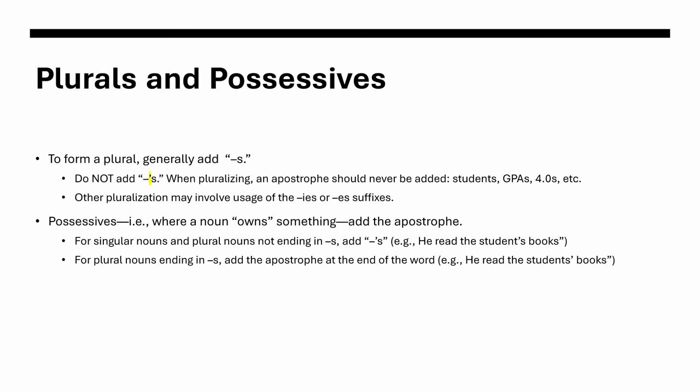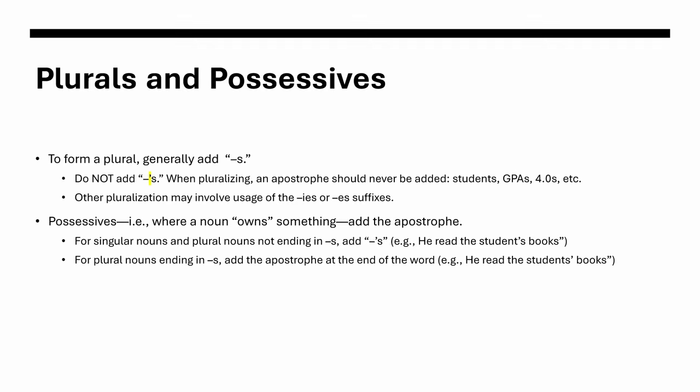Plurals and possessives. To form a plural, just add an S. You'll notice here, plural becomes plurals when we have plurals, or possessive becomes possessives when we have possessives. Do not add the apostrophe, right? You should have students without the apostrophe. Student becomes students. GPA becomes GPAs. 4.0 becomes 4.0s. You are not adding an apostrophe when you make that into a plural.